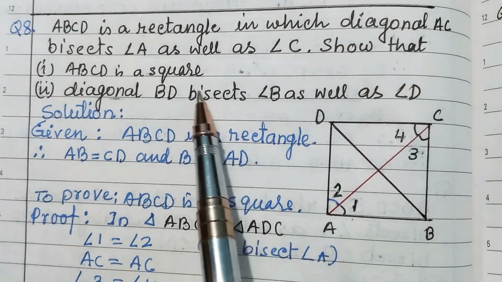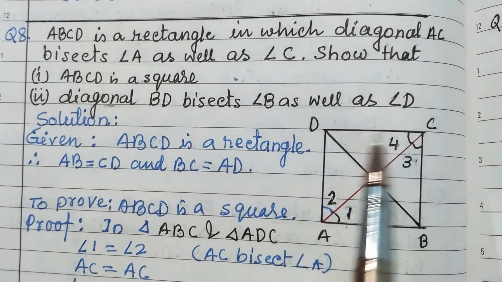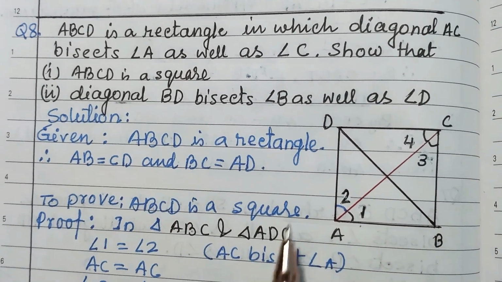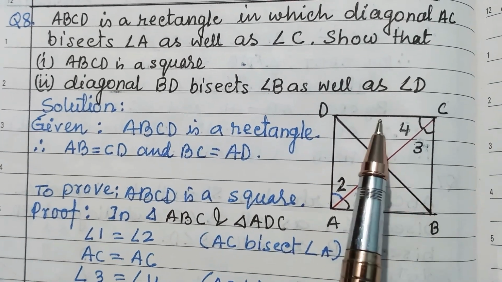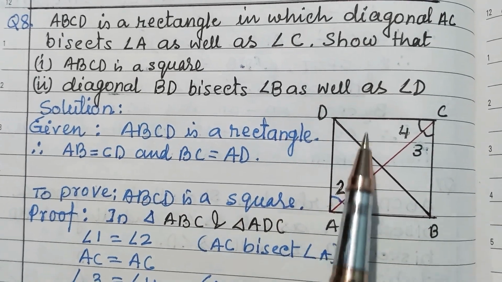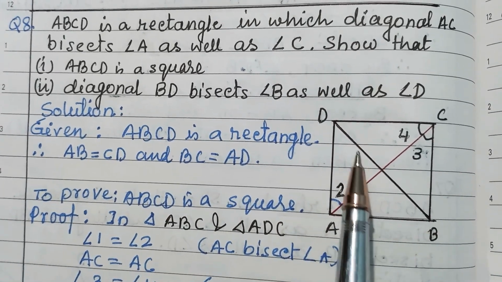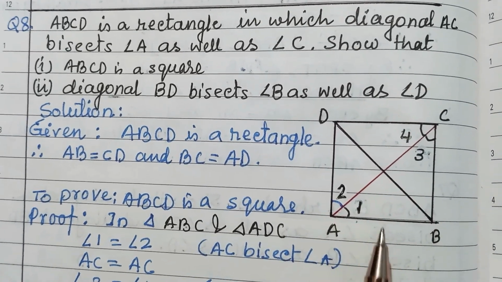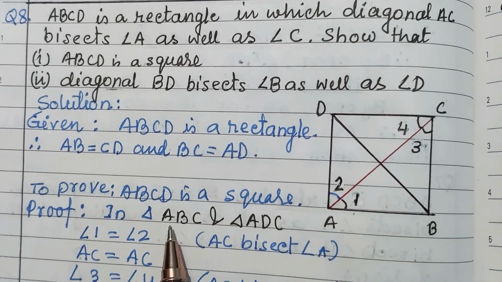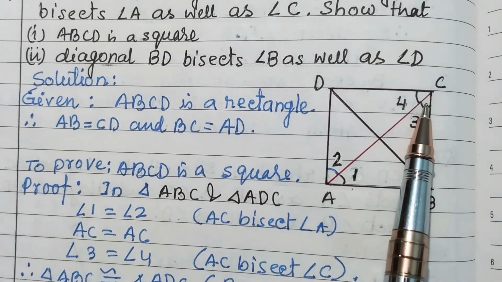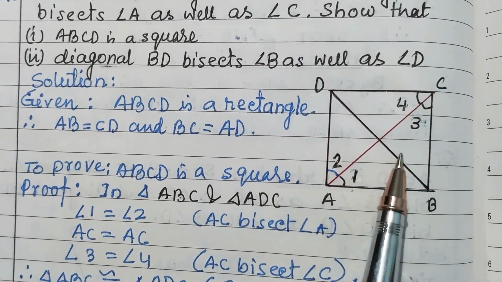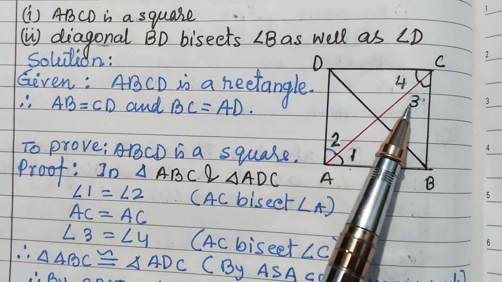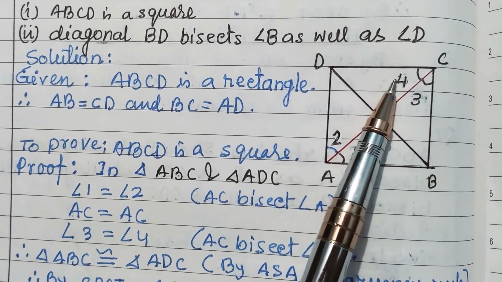Okay, square means all sides are equal, all angles are 90 degree. We have to prove these two property. Now here is a rectangle, that means opposite sides are equal. So okay, AB is equal to CD and BC is equal to AD. To prove ABCD is a square, now take triangle ABC and ADC. These two triangle you take, angle 1 is equal angle 2 and here angle 3 is equal to angle 4.